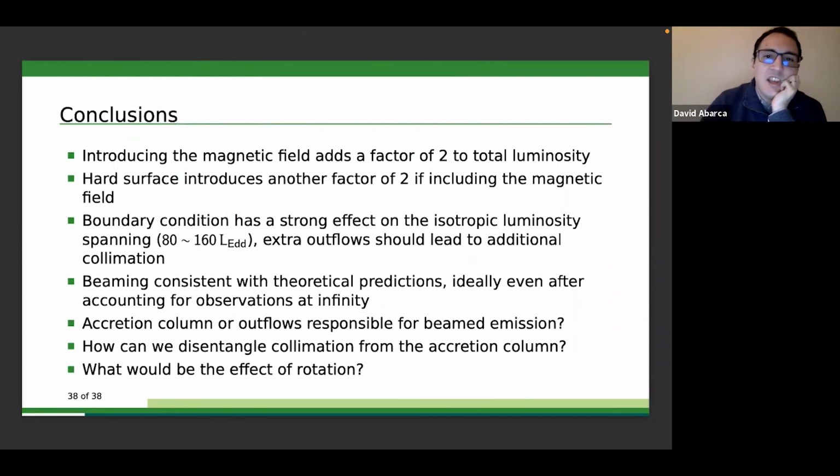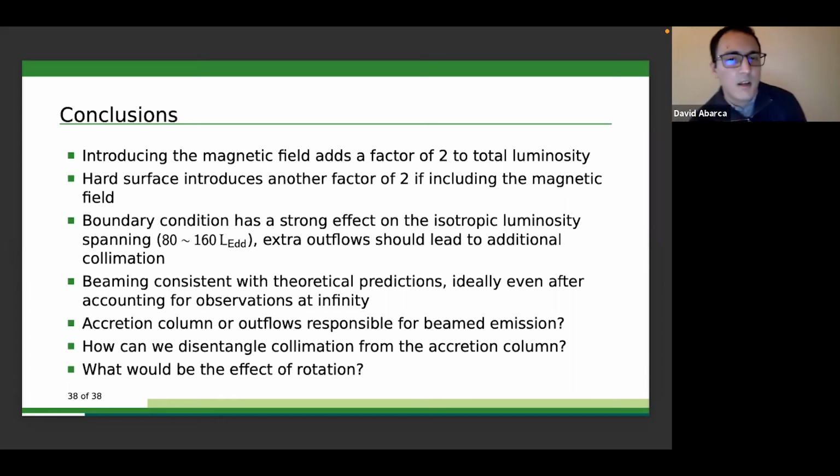So basically, we saw that adding magnetic fields increased our luminosity by a factor of 2, maybe 3. The hard surface can also increase the luminosity by about a factor of 2, at least in the magnetic simulations. All of our simulations showed really strong outflows, which beam the luminosity. We know that the boundary condition has a strong impact on the observed luminosity. We'd say our beaming is consistent with theoretical predictions once you account for some of these numerical effects. In the future, we're going to consider different magnetic field strengths.